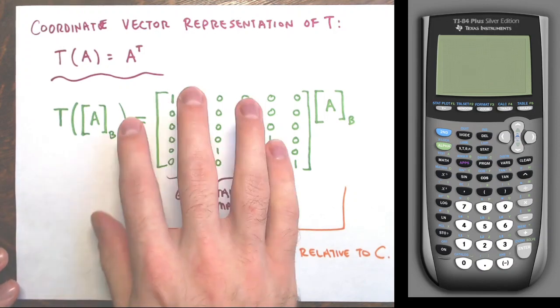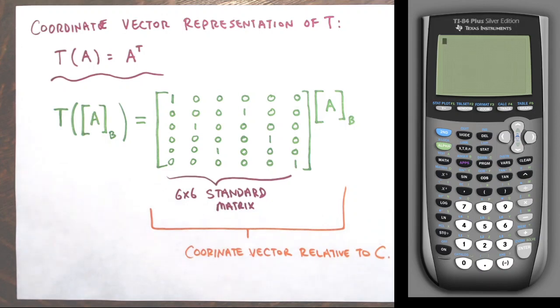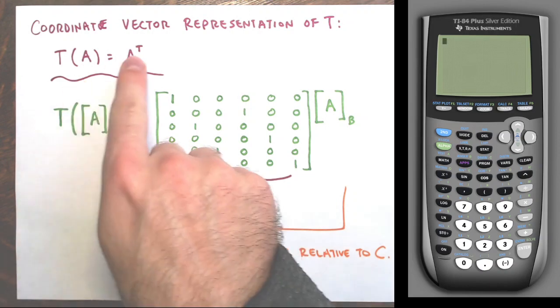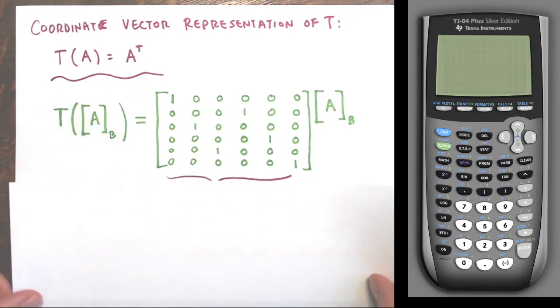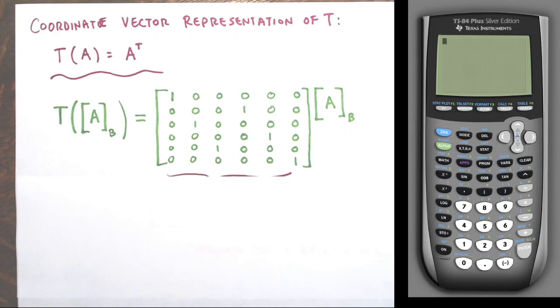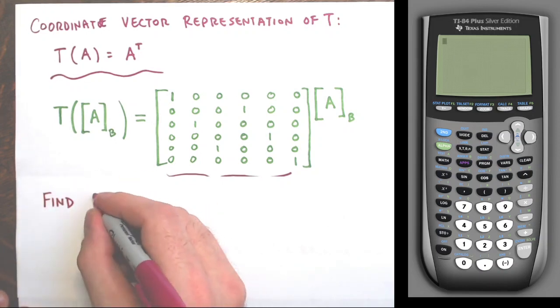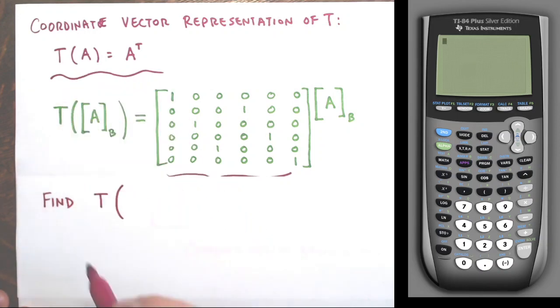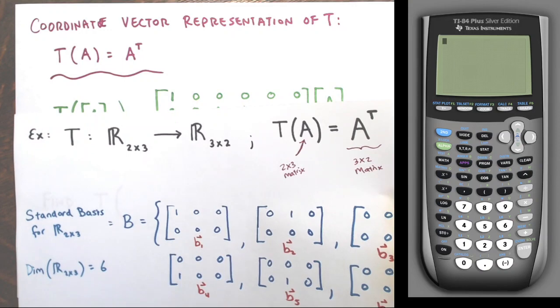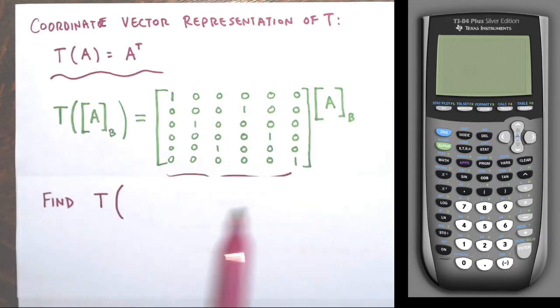So now I'm going to test this out. This is an easy transformation to plug and play with, right? But let's say I wanted to find what's T of, and remember A is a 2 by 3 matrix. We're going from R 2 by 3 to R 3 by 2. This was the transformation here. And the output's just the transpose.